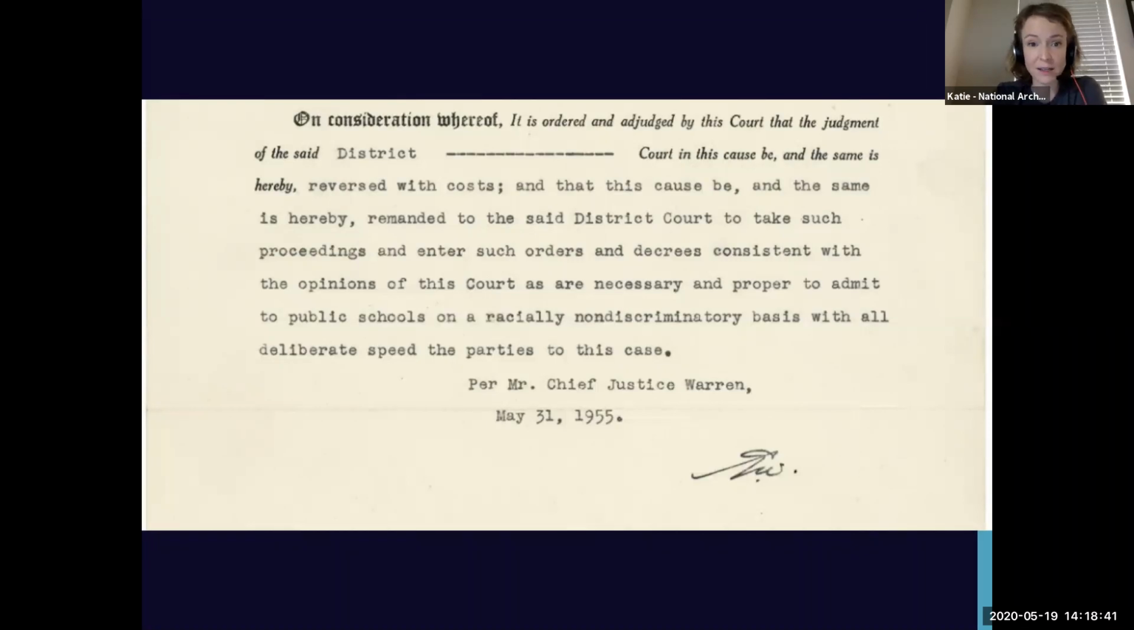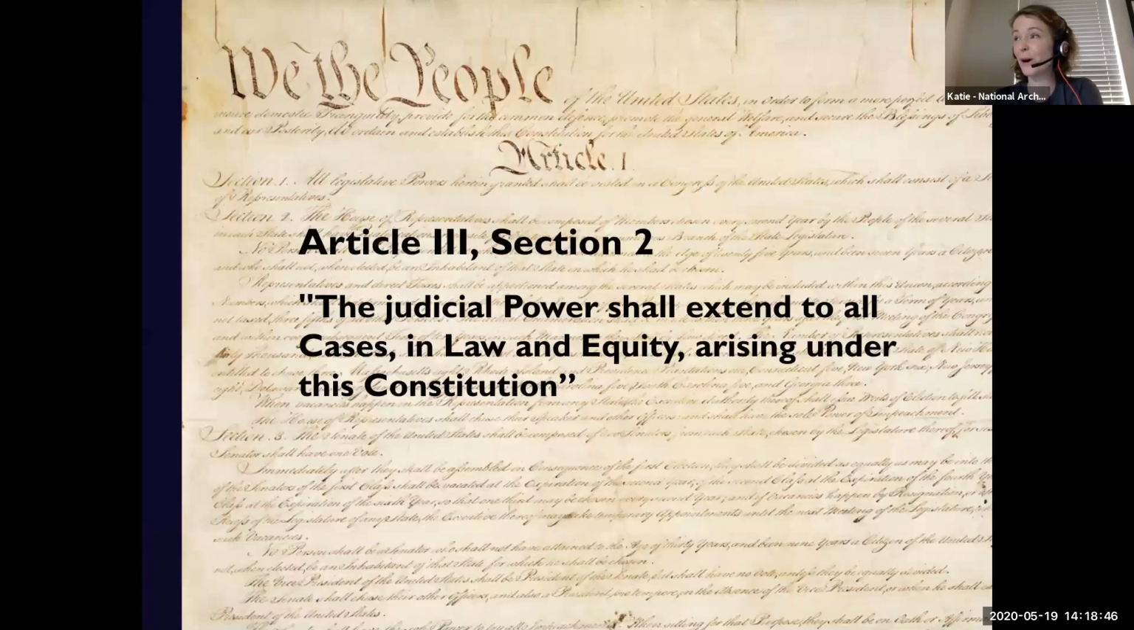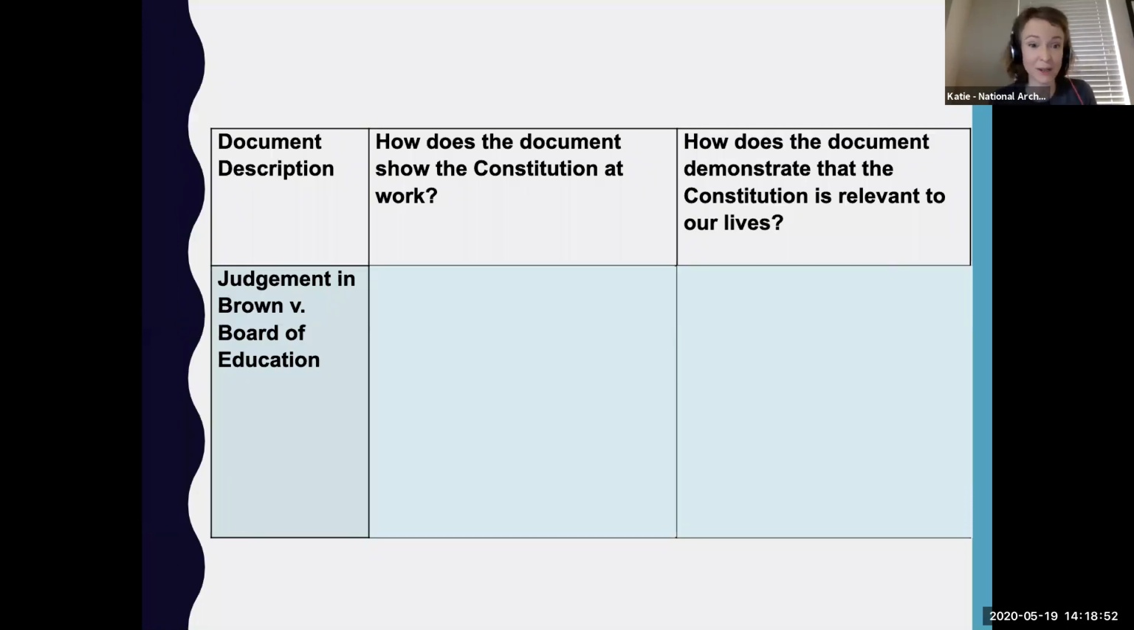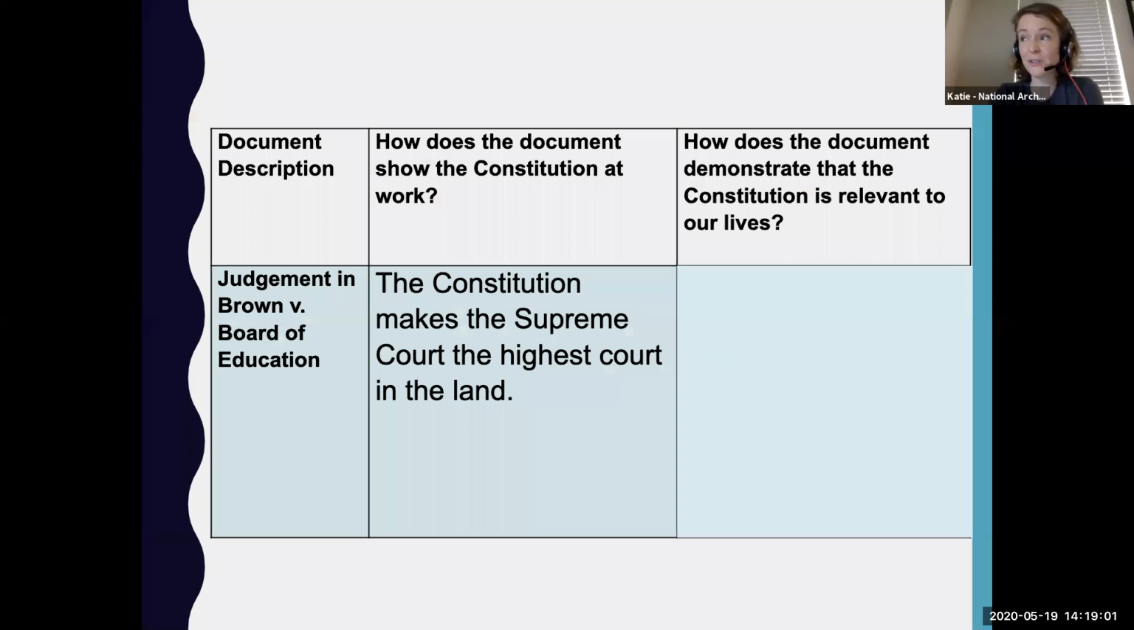So if we go back to the Constitution, we can connect this Supreme Court document to Article 3, which tells us about the powers of the Supreme Court, that there's going to be the Supreme Court of the United States able to make these decisions that impact people across the entire country. So the Constitution makes the Supreme Court the highest court in the land. How can we connect this document to our lives today? Anyone have any ideas?